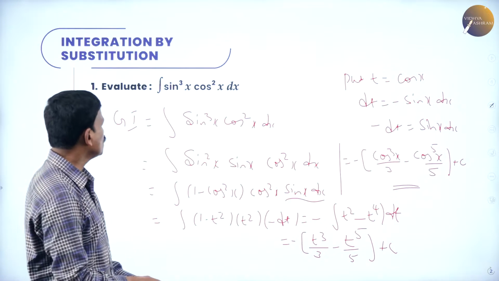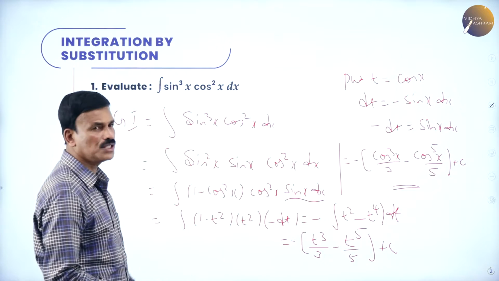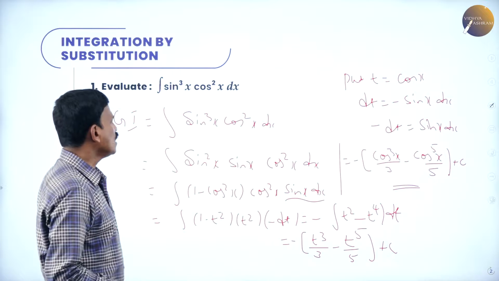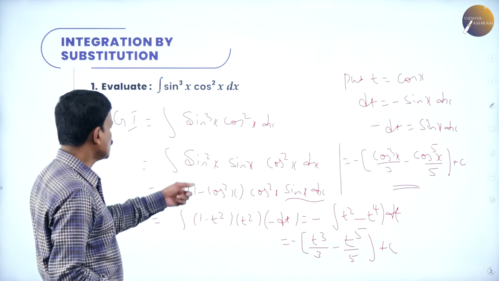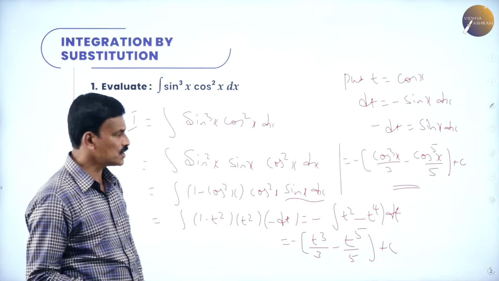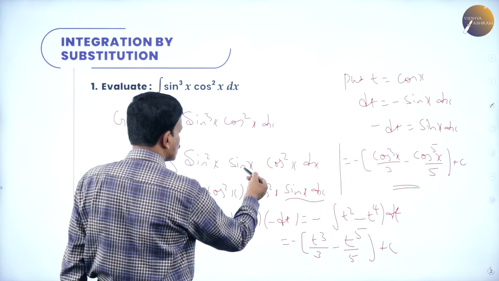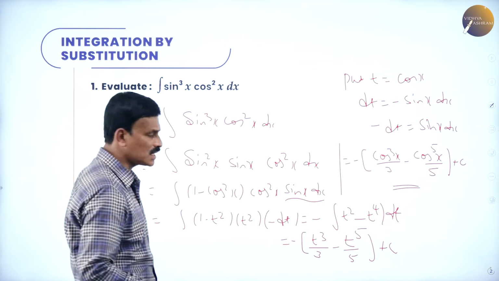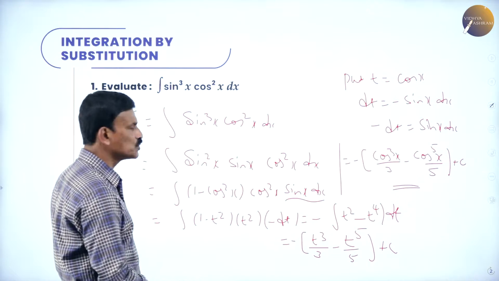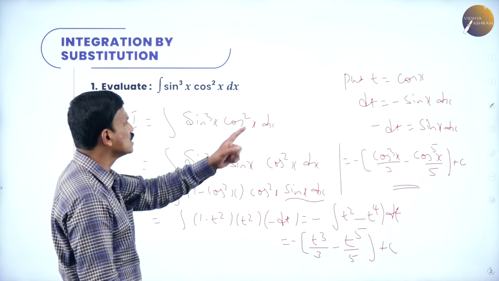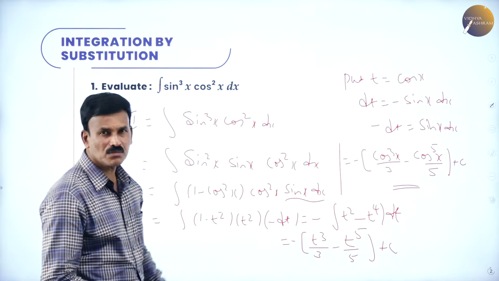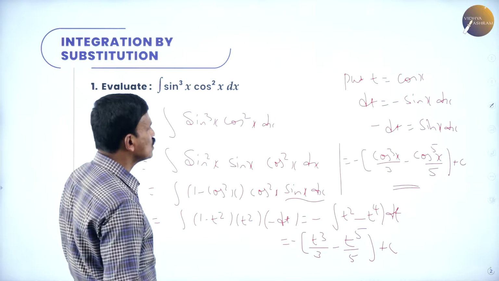See here, sin cube can be written as sin square into sin x, and cos square as it is. Now this sin square can be written as 1 minus cos square, and this sin x and cos square x as it is. Now let us take the substitution. Put t is equal to cos x. So differentiation of cos x is minus sin x, minus dt is equal to sin x dx.